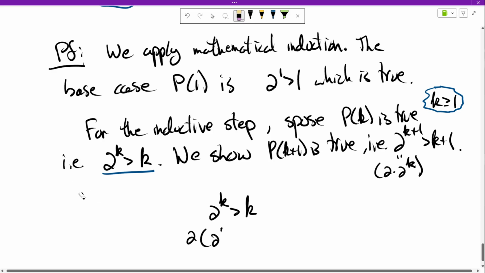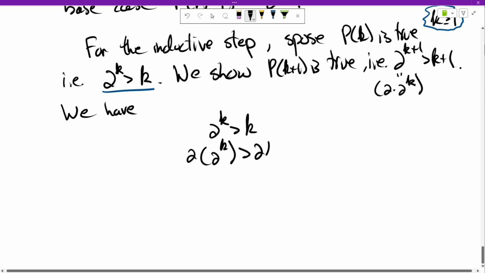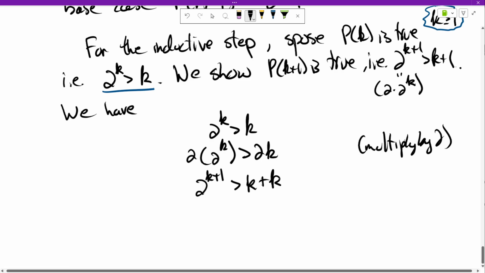Let me not say since, because I'm not going to have a conclusion. I'm just going to say we have. So we're going to do some computations. 2 times 2 to the k is bigger than 2k by multiplying by 2. Multiplying by 2 does not change the inequality because 2 is positive. Our left-hand side is 2 to the k plus 1 by our observation earlier. And I'm going to choose to write our right-hand side as k plus k. Why write it as k plus k? Well, I haven't changed anything, and we're after something with a single k. So this is one way in which you can single out one of the k's here.